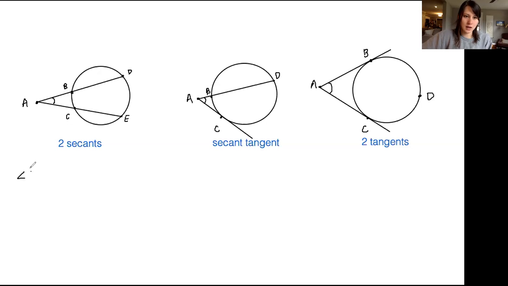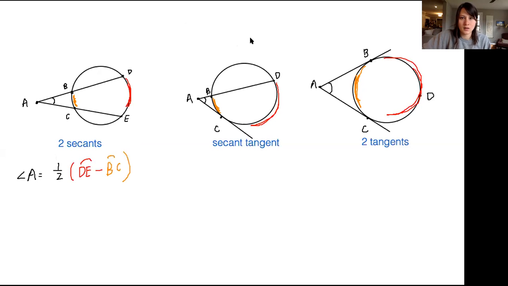So what that's saying is angle A is always going to be the difference between the arcs that are created. So the intercepted arcs, we have your big arc in red, and then you have your little arc in orange. Those are called the intercepted arcs. So angle A is 1/2 of the difference of the big arc minus the little arc, BC.